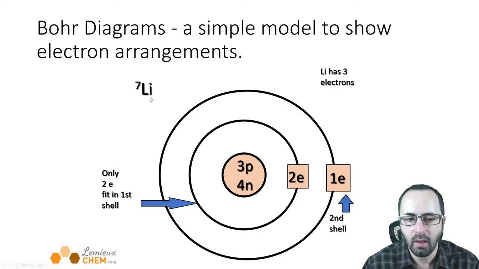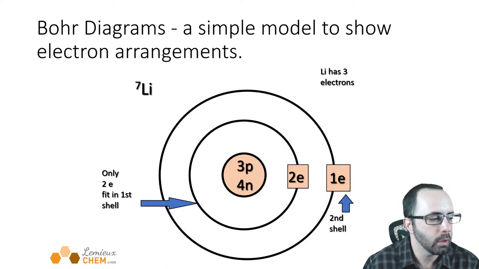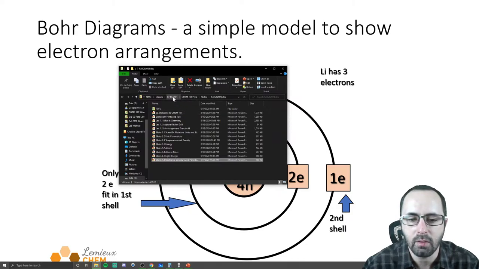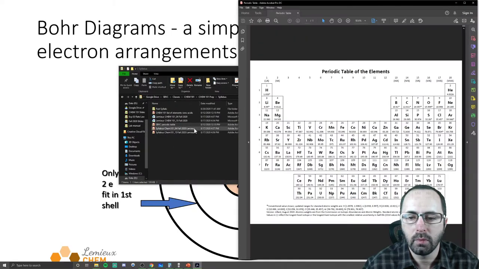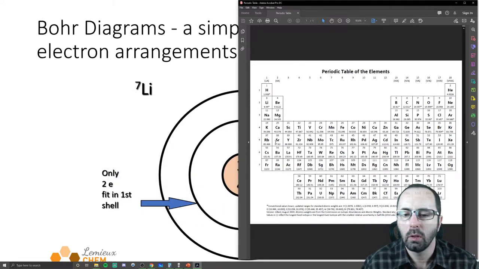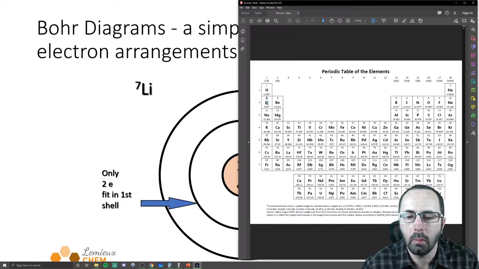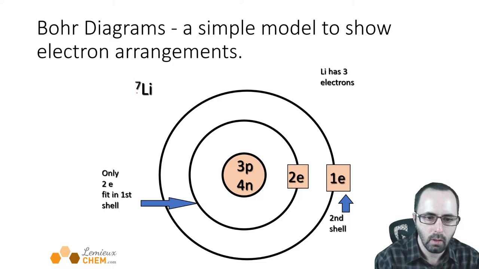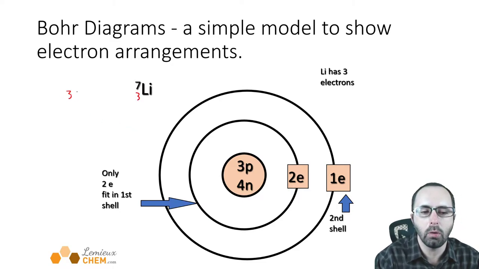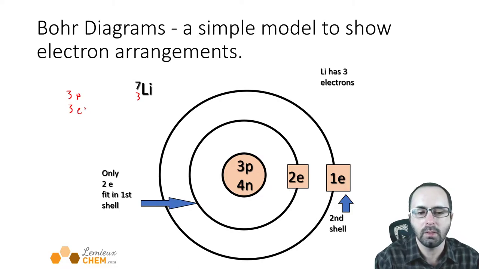For lithium-7, you're going to want to check your periodic table. I'm going to open up the class periodic table so I can quickly switch between them. So here, if we're looking at the periodic table, we have lithium. It's right here. It's element 3, and so its atomic number will be 3. Atomic number 3 means it has 3 protons, it has 3 electrons, and its neutrons will be the mass number, which is 7, minus the atomic number, which is 3. So it has 4 neutrons.